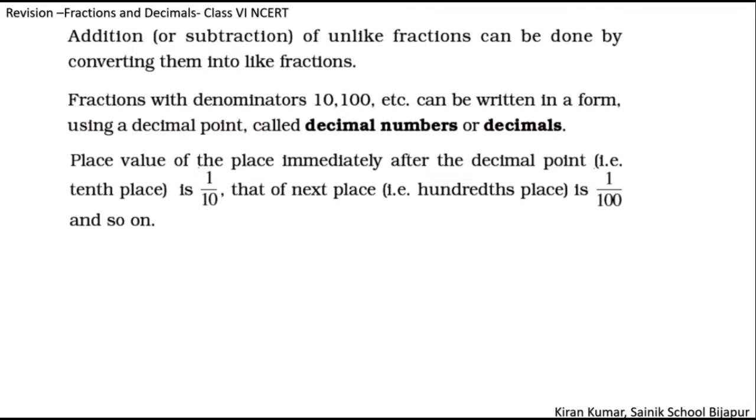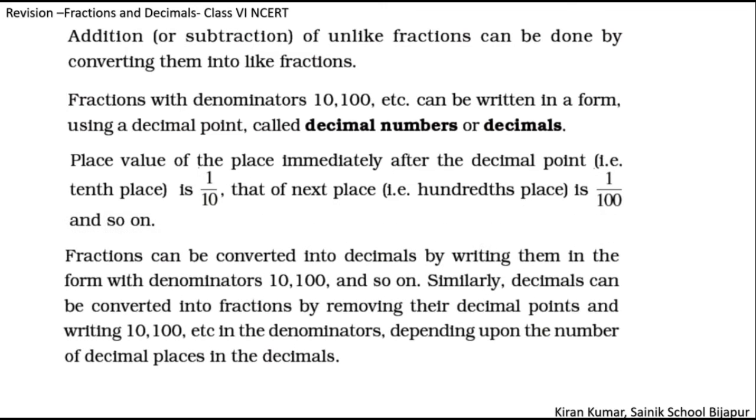Fractions can be converted into decimals by writing them in the lowest form with denominators 10, 100, and so on. Similarly, decimals can be converted into fractions by removing their decimal points and writing 10, 100, etc. in the denominators depending on the decimal places in the decimals.